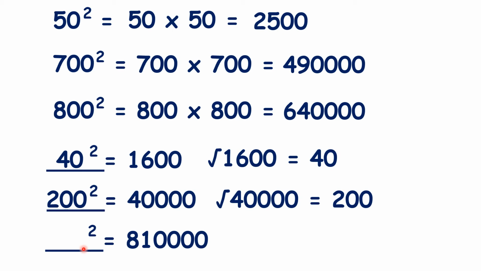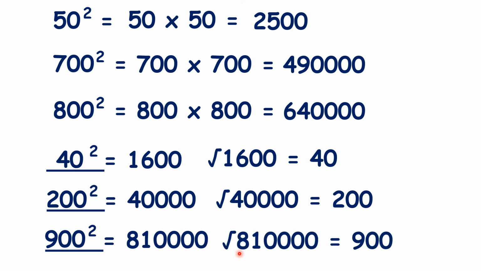And here we have something squared equals 810,000. Now we know the square root of 81. We know that 9 times 9 is 81. And now, because there are 4 end zeros in our answer, there must be 2 end zeros in our missing number. So 900 squared equals 810,000. How else could we write this? We could write a square root symbol next to 810,000, and then we get our answer of 900.